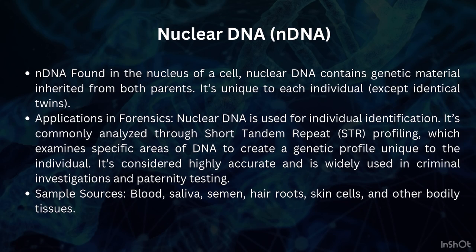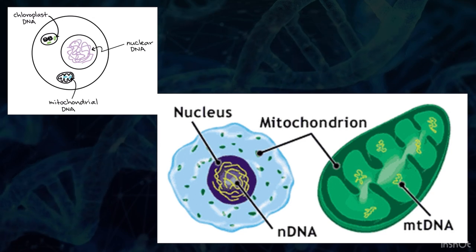Application in forensic science: nuclear DNA is used for individual identification. It is commonly analyzed through STR, short tandem repeats, profiling, which examines specific areas of DNA to create a genetic profile unique to the individual. It is considered highly accurate and is widely used in criminal investigation and paternity testing. Sample sources: blood, saliva, semen, hair roots, skin cells, and other bodily tissues. Now, the image of nuclear DNA.